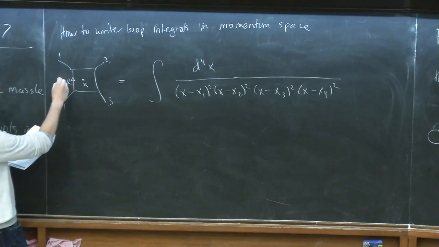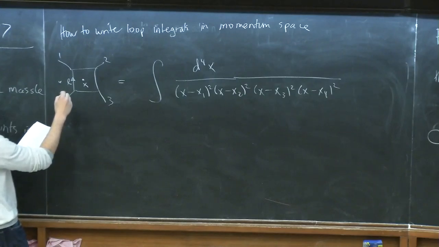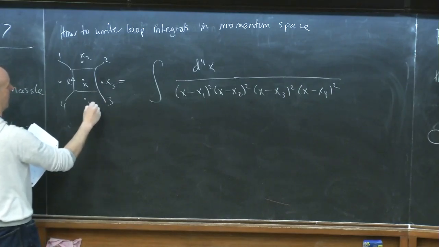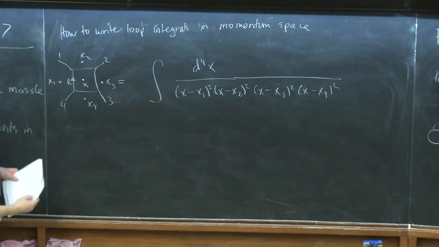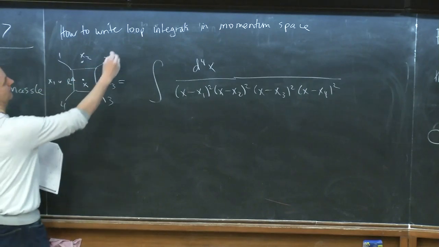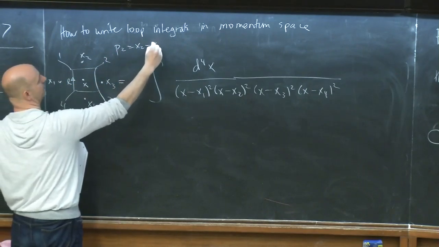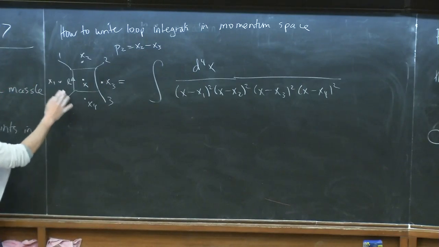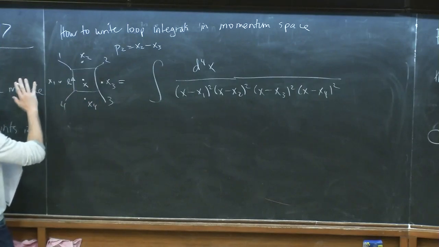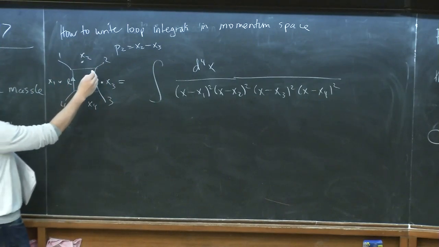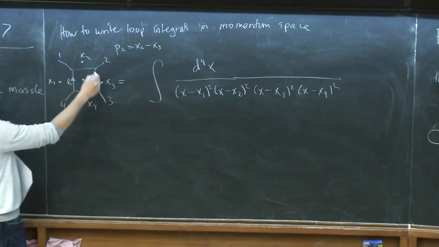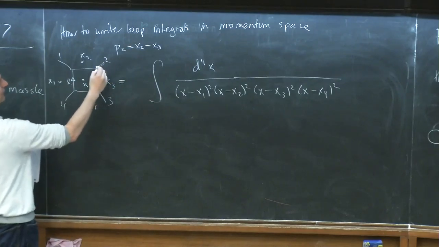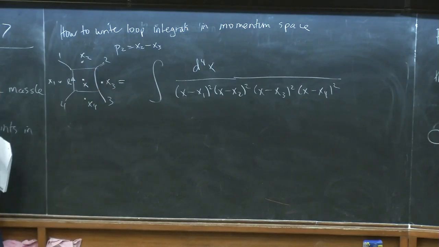Let me be consistent here. Remember that momentum P2 is, in my notation, x2 minus x3. So notationally, this is indicated in this diagram. This is the nice thing about planar diagrams, that every edge is sandwiched between exactly two adjacent regions. So the momentum flowing along this edge is the difference between x2 and x3.